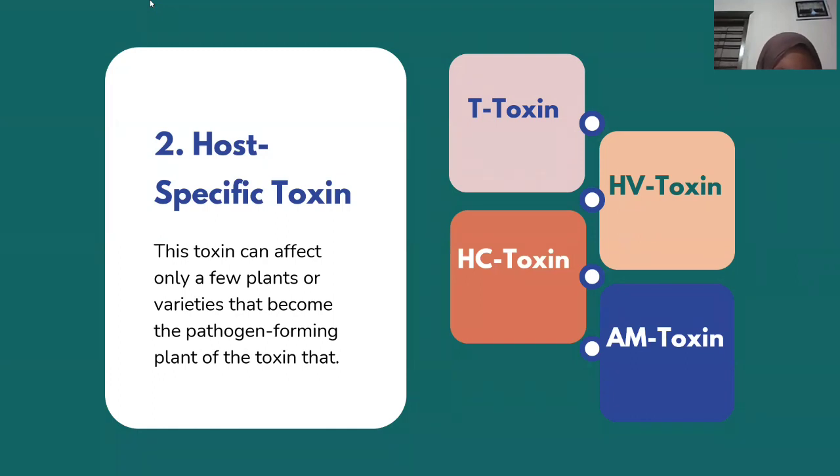And then number 2, host-specific toxin. This toxin can affect only a few plant varieties that become the host of the toxin-producing pathogen. There are several kinds of host-specific toxin. First, T-toxin, HV toxin, HC toxin, and EM toxin.